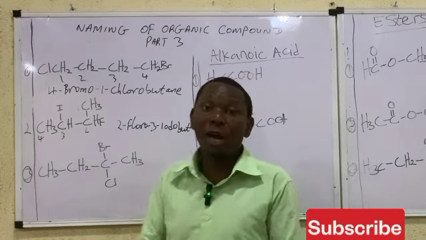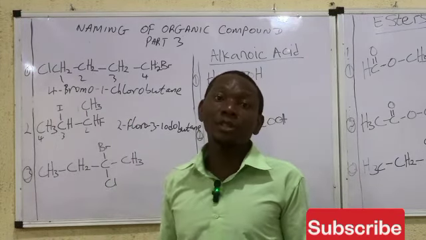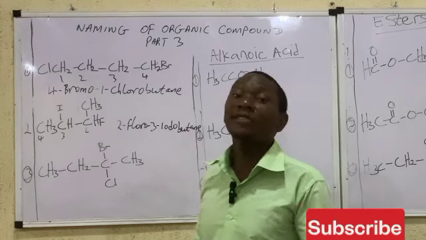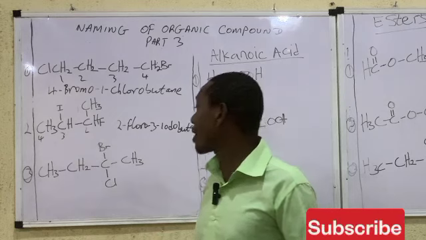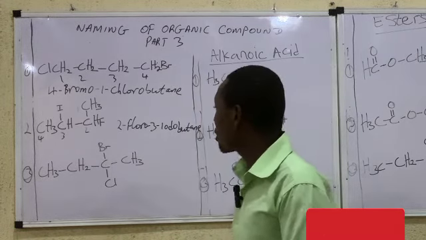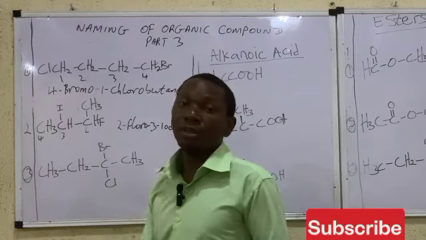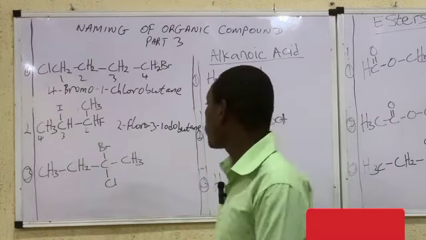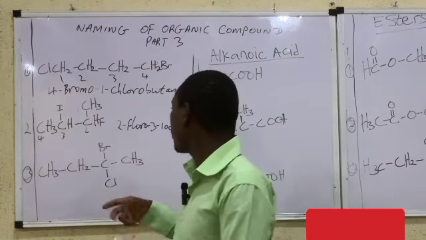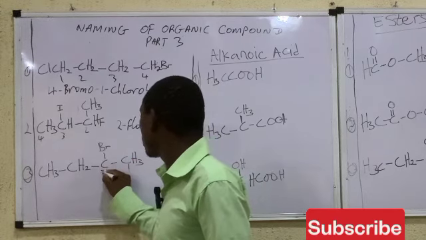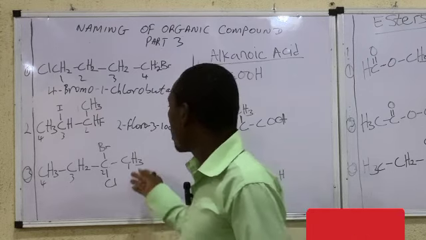Number 1, as usual, take the longest chain as the parent chain. Count from the side. I will give the functional group the lowest possible number. If there is a branch, count from the side. I will give the branch also the lowest possible number. So these are very simple concepts. Now this one again, 1, 2, 3, 4. So the longest chain is also 4. Now we'll count from the side. I will give this branch the lowest possible number. So we have to count from this side. 1, 2, 3, 4.